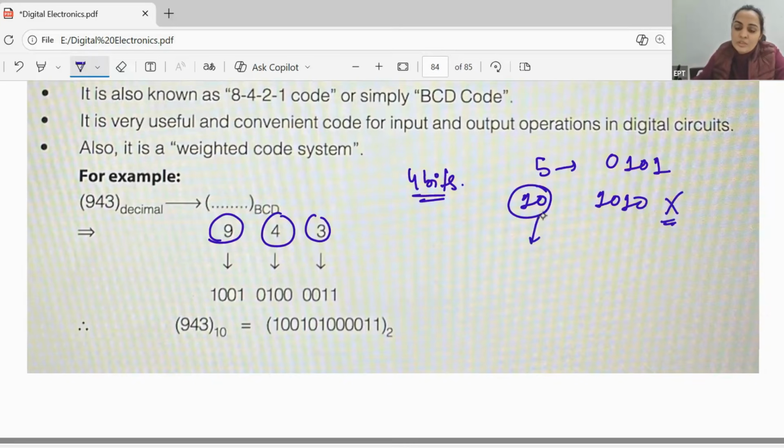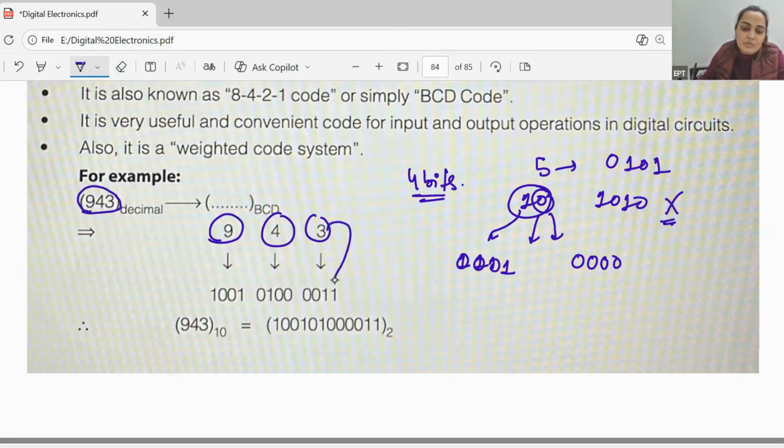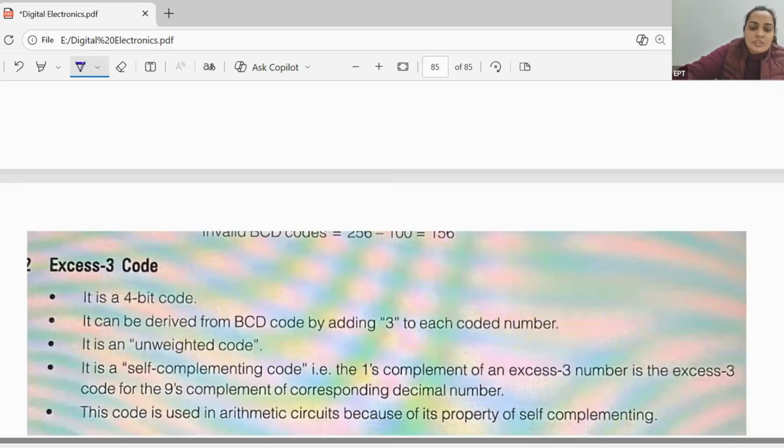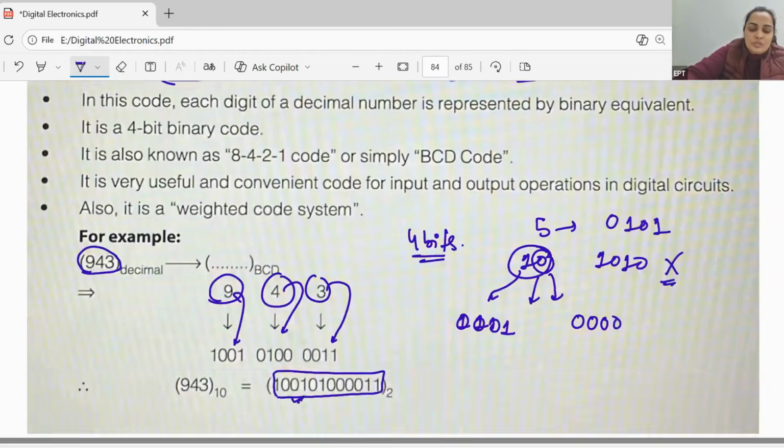How will you represent 10? Separately you will write 0 using 4 bits, and separately you will write the 1 using 4 bits. Similarly, if you have the number 943, then separately you will use 4 bits to write 3, 4, and then 9. So this is the BCD, binary coded decimal form. It is also known as the 8421 code because of this.